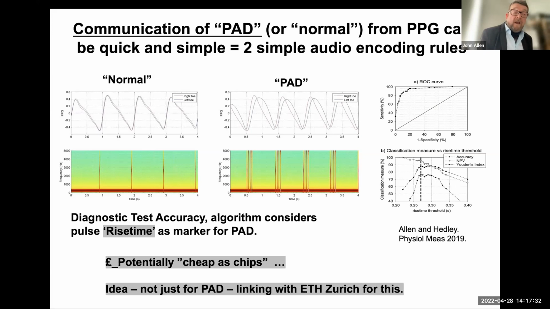like that, and that implies that the rise time on both sides is normal, and so the operator can learn that pattern, and then get a patient with PAD, and if the rise time is extended on either side, the right or left toe, disease in either leg, then you get a different sound with each heartbeat. And so the operator really has to learn two rules for that, and it communicates the disease very quickly. So this is potentially what's called cheap as chips. The idea, though, is not just for PAD, and we're linking in with our colleagues at ETH University in Zurich about this, taking this area further forward.